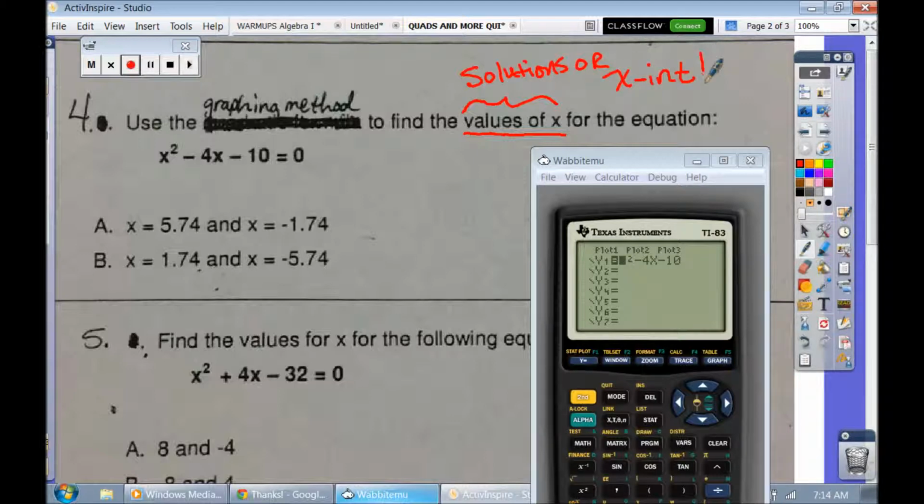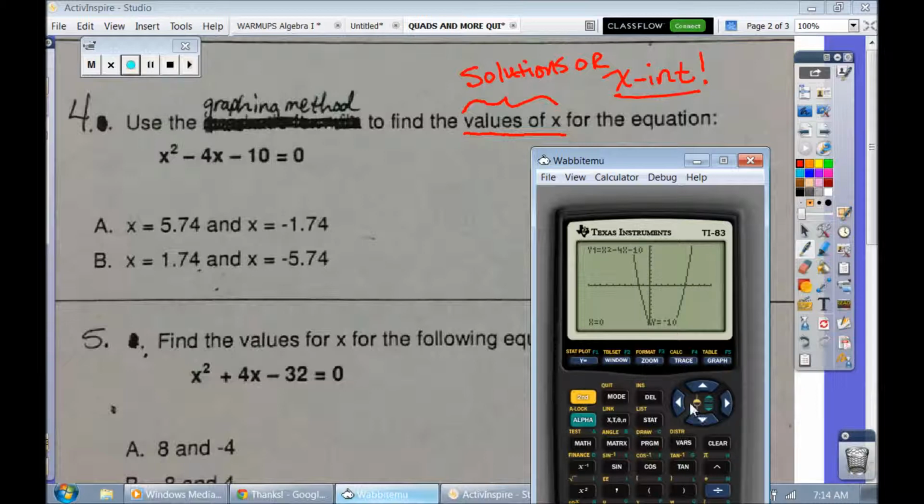So we got it typed in our calculator. We're going to graph it, and then use the trace button. Let's use the trace button and get it close. So let's go over to the left here. I'm going to trace, trace, trace. And I'm going to say that's close to negative 1.70. We'll write that down, negative 1.70.